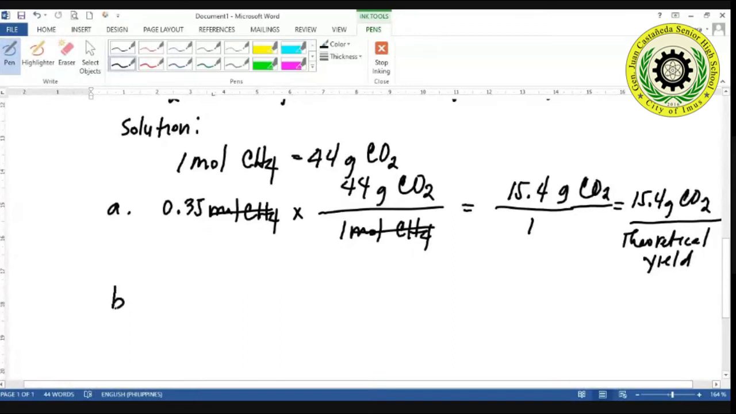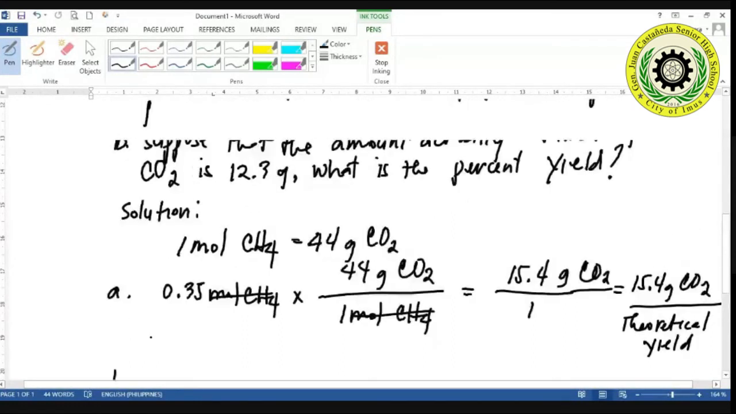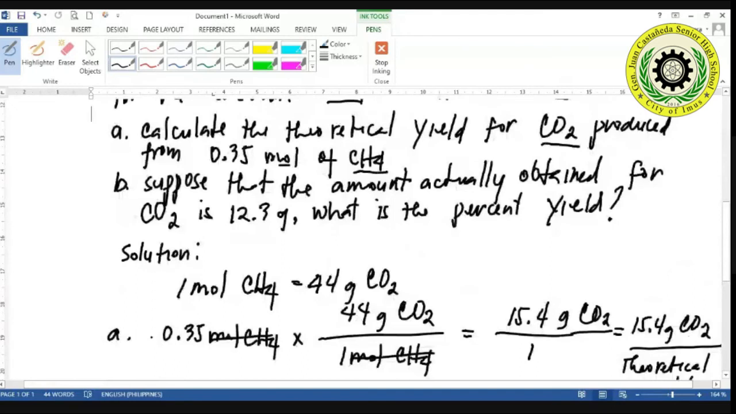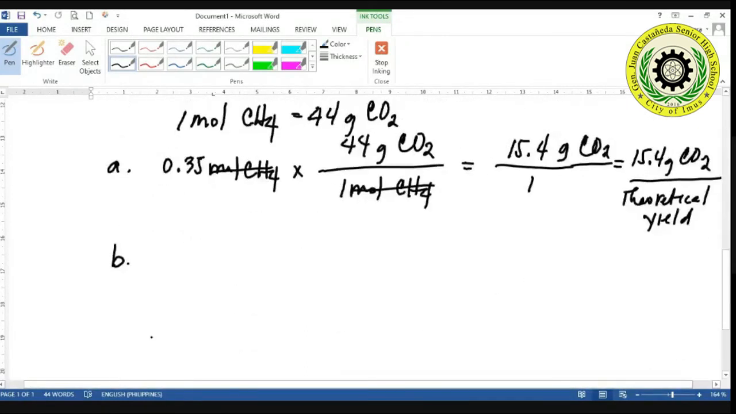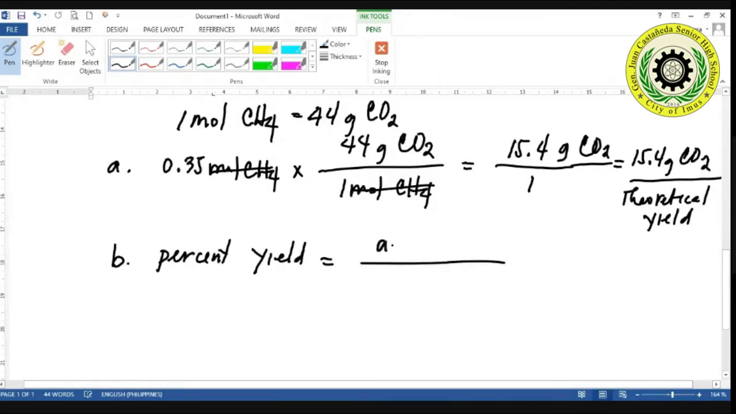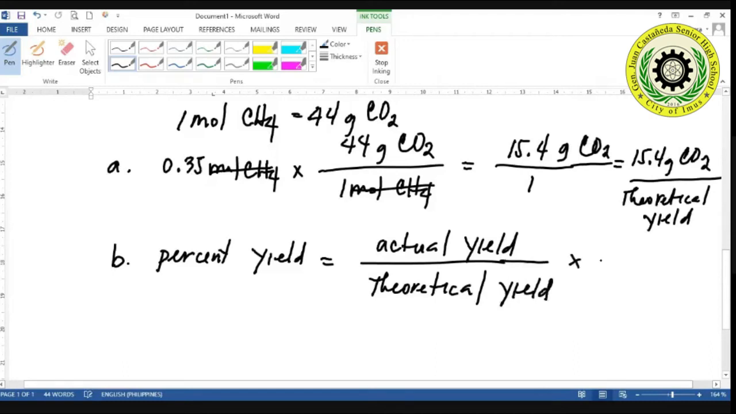Okay, sa letter B, you're asked to calculate for the percent yield. Okay, so ibinigay po dyan yung 12.3 grams, which is the actual yield obtained for carbon dioxide. So, using the formula, percent yield, yung formula po natin sa taas kanina, is equal to actual yield over theoretical yield all multiplied by 100%.